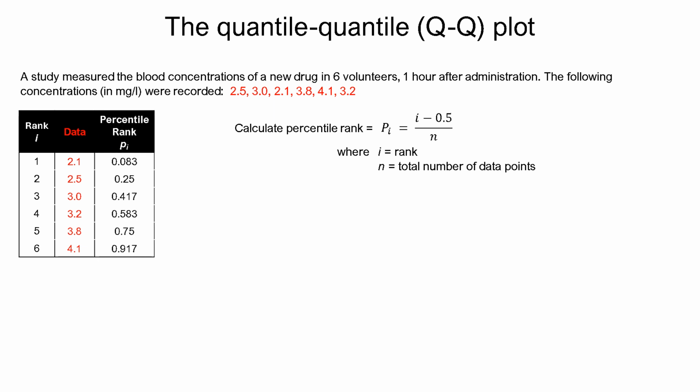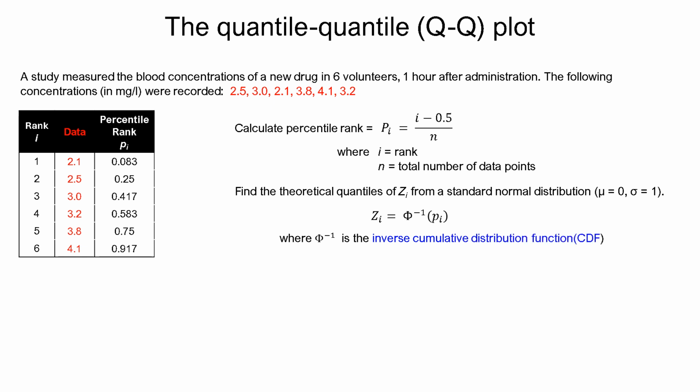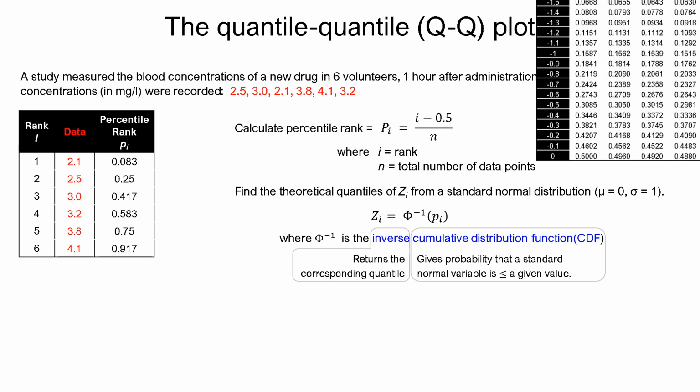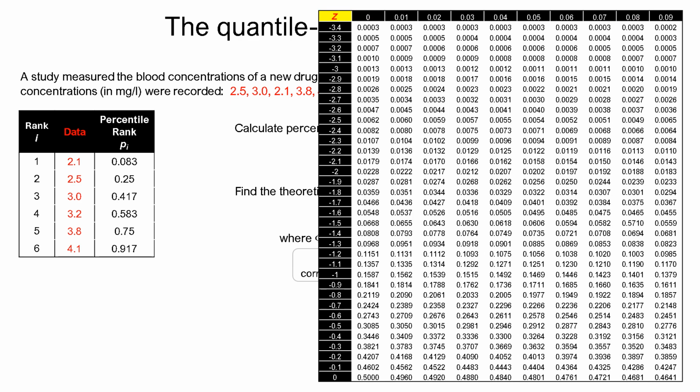These values are then used to find the theoretical quantiles, or z-scores. This is the mathematical representation of the process. The Greek letter phi represents the cumulative distribution function, giving the probability of a variable being less than a given value. The inverse of the function gives the z-score at a given probability level. It looks complex, but all it entails is reading the table that you saw earlier in reverse.